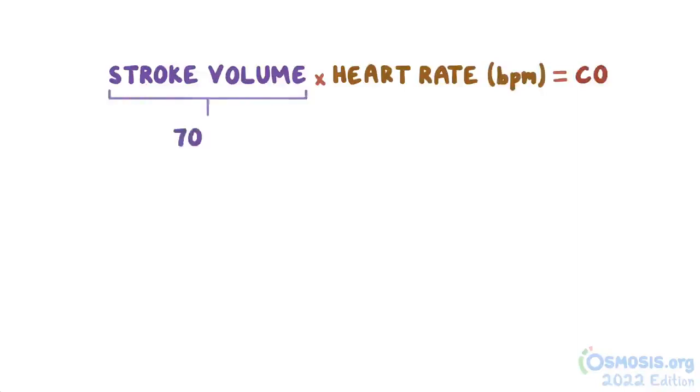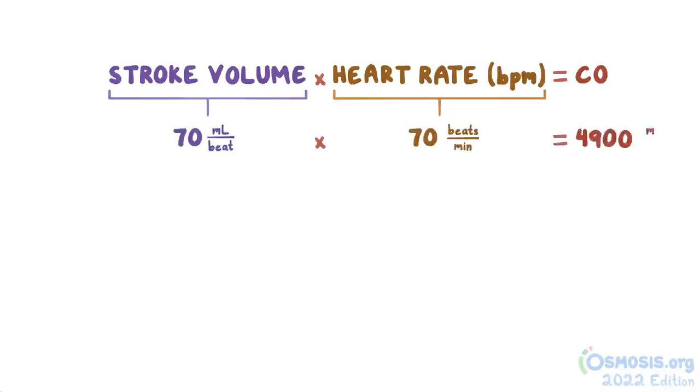Every minute, though, our heart beats about 70 times, on average. So, if we multiply the stroke volume times the heart rate, or times our heart beats per minute, we'll get the cardiac output, which is the total volume of blood that the left ventricle ejects in 1 minute. Using the stroke volume of 70 milliliters per beat and a resting heart rate of 70 beats per minute, cardiac output is 4,900 milliliters a minute, or 4.9 liters per minute.